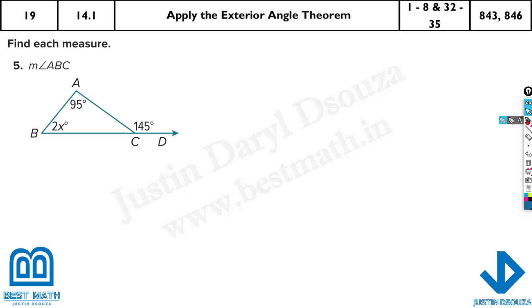And what about this one? Now we use the exterior angle theorem. See, the exterior angle theorem is very simple. This plus this is equal to this. When you add these both, they must be equal to the exterior.